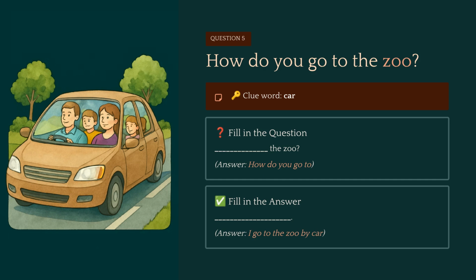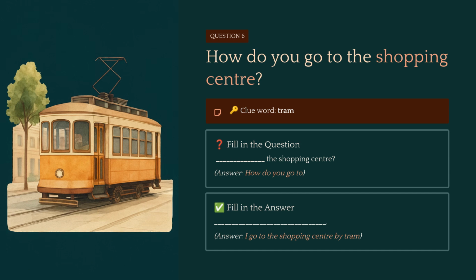Question 5. How do you go to the zoo? Clue word. Car. Fill in the question. How do you go to the zoo? Fill in the answer. I go to the zoo by car. Question 6. How do you go to the shopping center? Clue word. Tram. Fill in the question. How do you go to the shopping center? Fill in the answer. I go to the shopping center by tram.